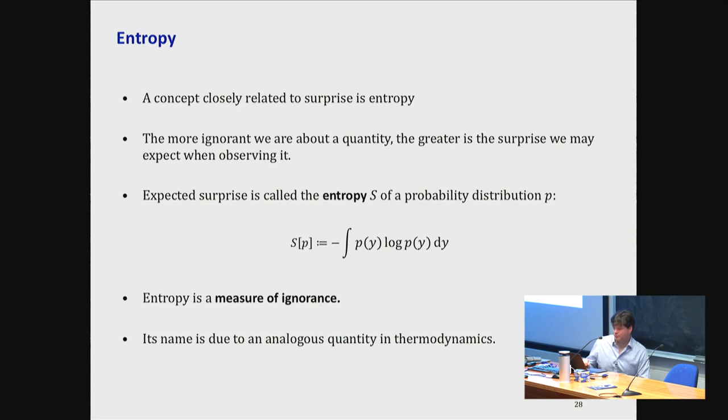So, entropy. A concept closely related to surprise is entropy. The more ignorant we are about a quantity, the greater the surprise we may expect when observing it. So this is now about the expected surprise. That's what we call entropy in information theory, because it's mathematically structured exactly the same way as entropy in statistical physics. It's the expectation of surprise, of the negative logarithm. So you've got the negative logarithm inside, and this is simply an expectation.